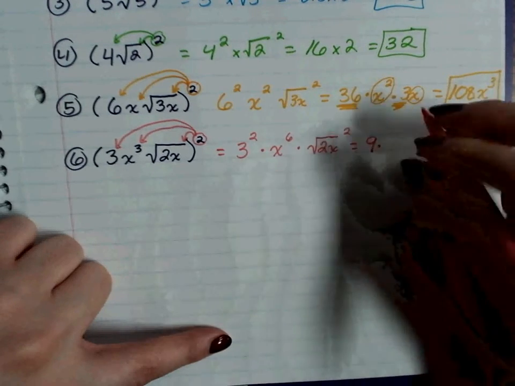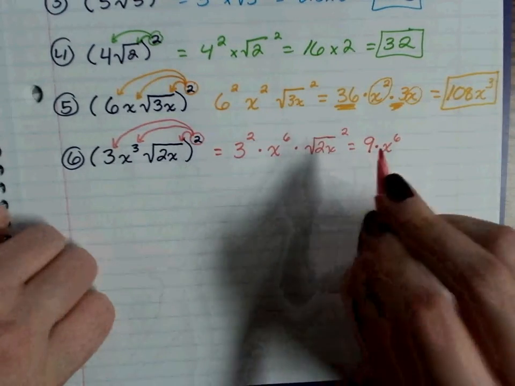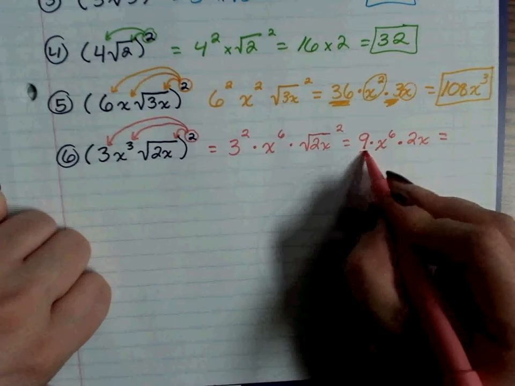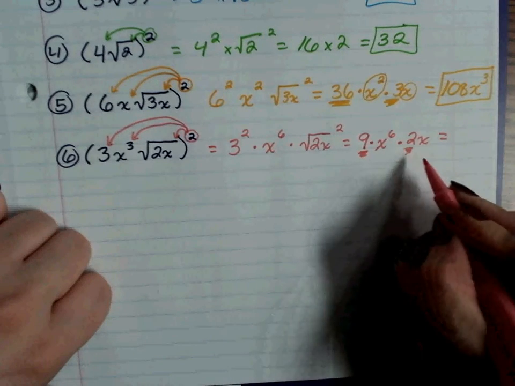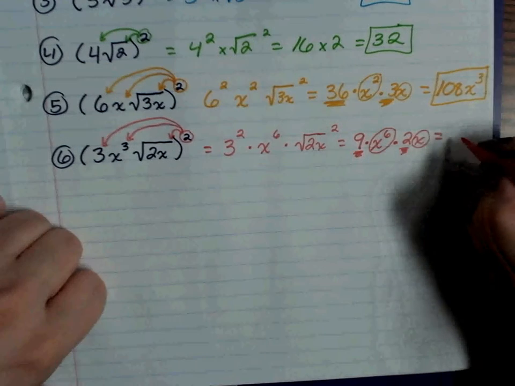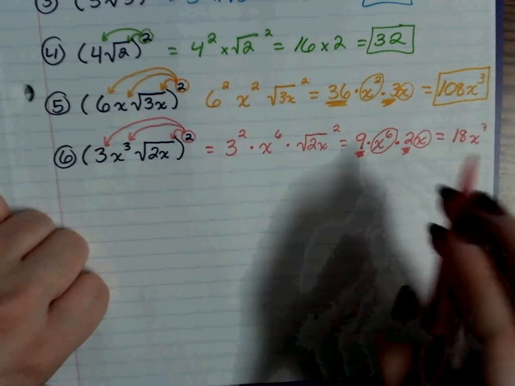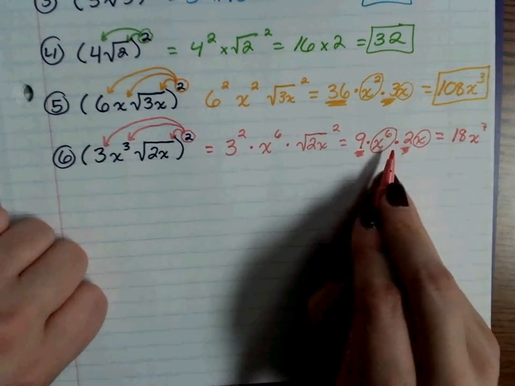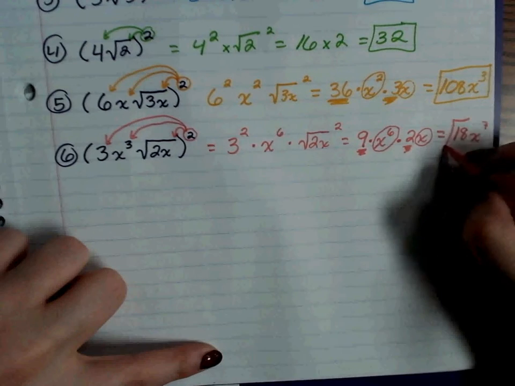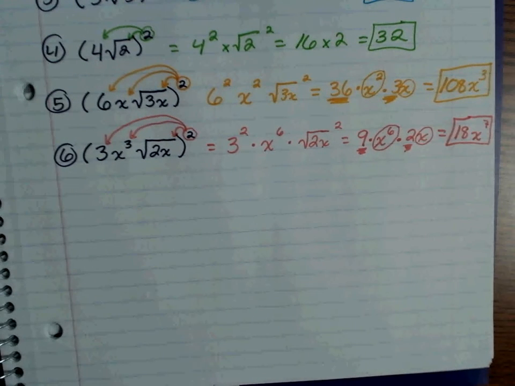X to the 6 is going to stay x to the 6. And then the square root of 2x to the second power now becomes 2x. Now we multiply the numbers, 9 times 2, and we multiply the variables, x to the 6 times x. This becomes 18x to the 7th, because when you multiply by the same base, you add those exponents. Okay? All right, now let's go ahead and move on to some more forms of distribution.